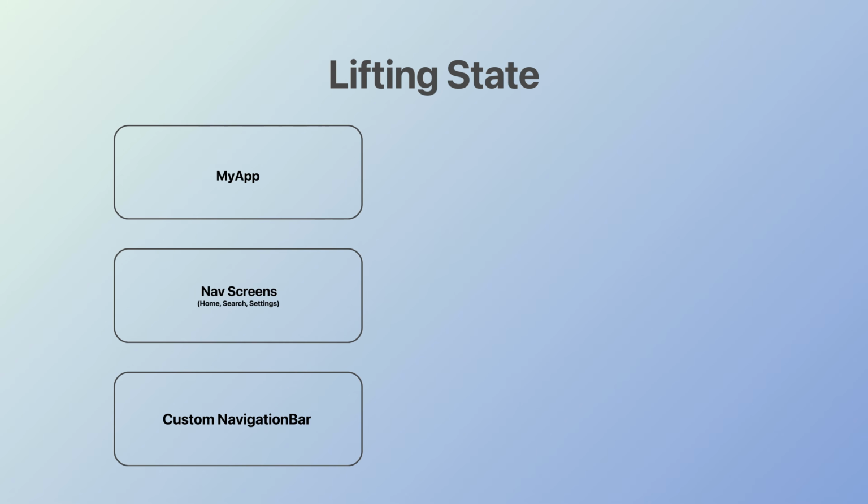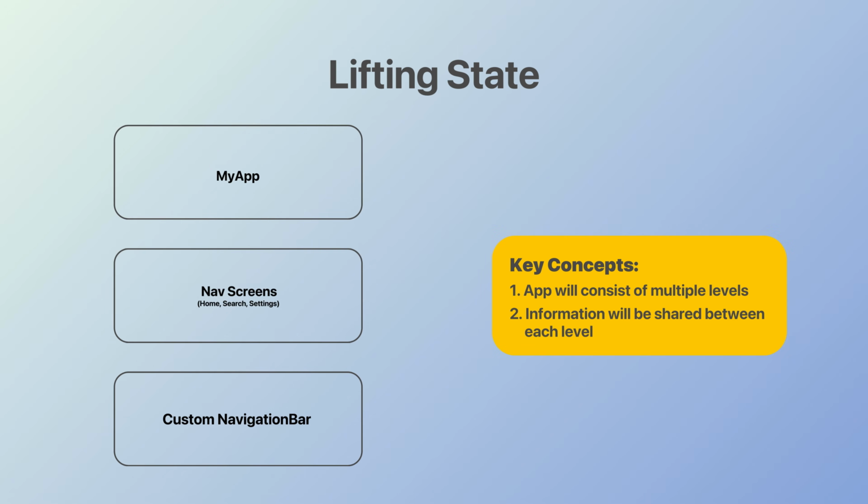We'll be using a technique called lifting state. This simply means our app will have widgets that aren't directly connected, but still need to share information with each other. For now, we only need to keep 2 concepts in mind. First, our app will have 3 levels. And second, we'll need to pass information between these levels. As we build this out, it will start to make more sense.